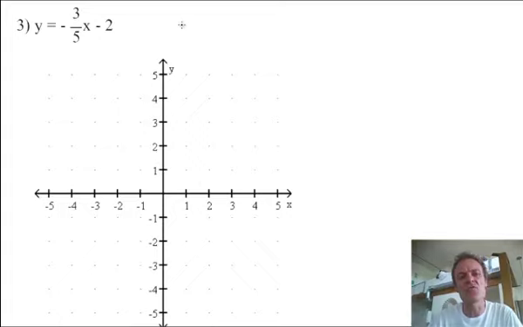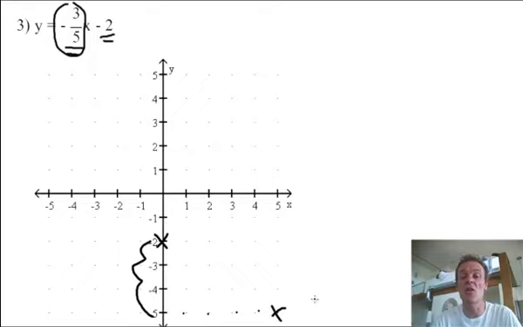Now, this is written in slope-intercept form, y equals mx plus b. There's the slope, and there's the y-intercept. So I'm going to start at the y-intercept, which is (0, negative 2). If I use the slope, I'm going to go down 3 and over 5, remember, rise over run. So I count down 1, 2, 3, go over 1, 2, 3, 4, 5. There's another point, and I can now put a straight line through those.